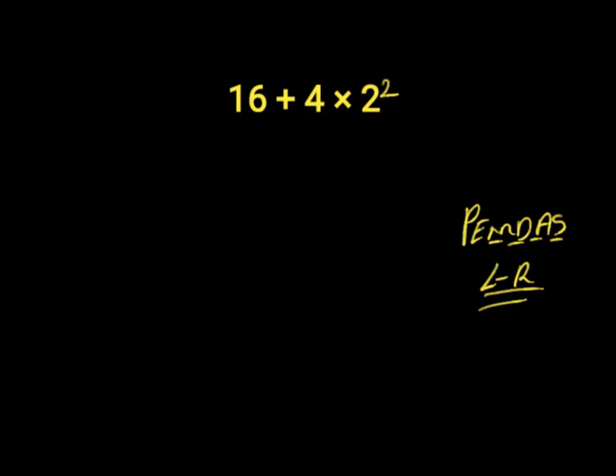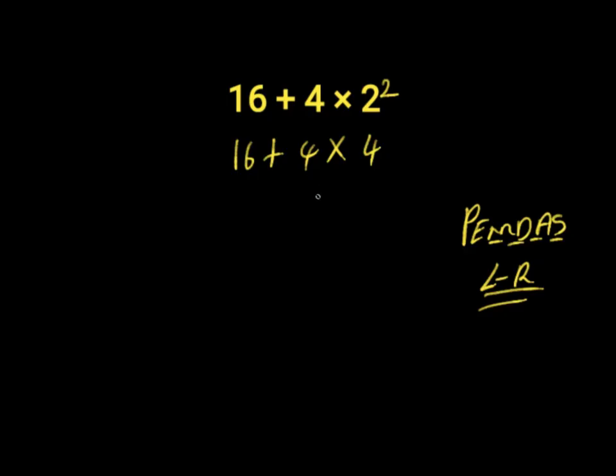First of all, we are going to work with our exponent because it comes first before multiplication and addition. Our exponent is 2 raised to the power of 2, which is 2 times 2. 2 times 2 will give us 4. Then we have 16 plus 4 times 4. Now we have an addition and a multiplication. We are going to solve our multiplication first because it comes first before addition.